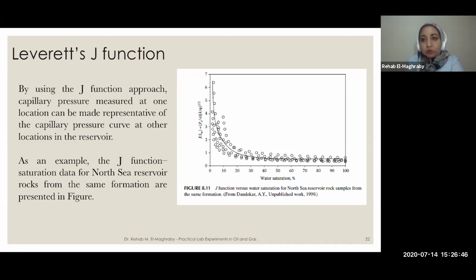You cannot do this for the capillary pressure. You will not get an indication of what is happening. So the Leverett J-function is a way you can compare and have the same result because they are following the same trend.